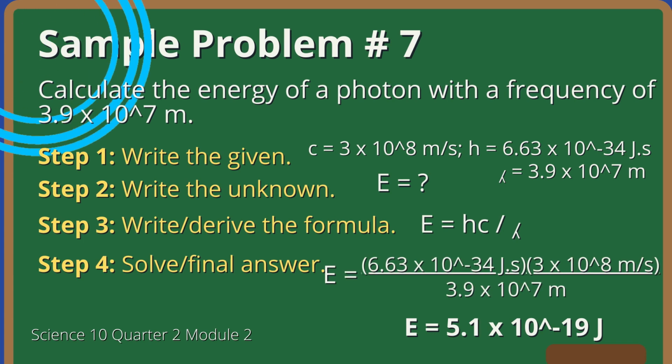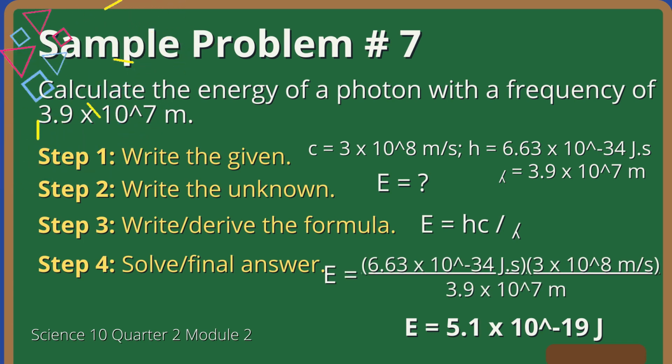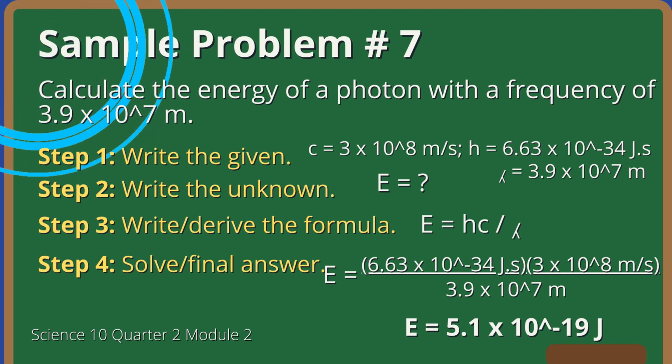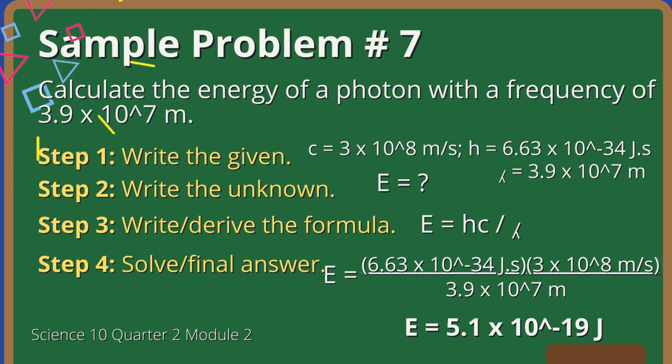Sample problem 7. Calculate the energy of a photon with a wavelength of 3.9 times 10 to the 7 meters. Step 1. Write the given. c is equal to 3 times 10 to the 8 meters per second. h is equal to 6.63 times 10 to the negative 34 joules second. And lambda is equal to 3.9 times 10 to the 7 meters. Step 2. Write the unknown. Energy or E is blank.